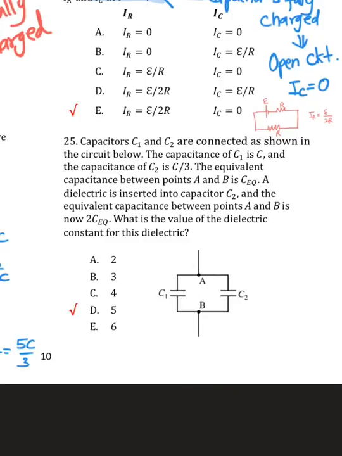Okay, capacitors C1 and C2 are connected as shown in the circuit below. C1 is C and C2 is C over 3. Equivalent capacitance between A and B is CEQ. A dielectric is inserted into the capacitor and the equivalent capacitance has now become 2CEQ. What is the value of the dielectric constant of this dielectric? So now we need to recall the relation between the capacitance without dielectric and with dielectric.